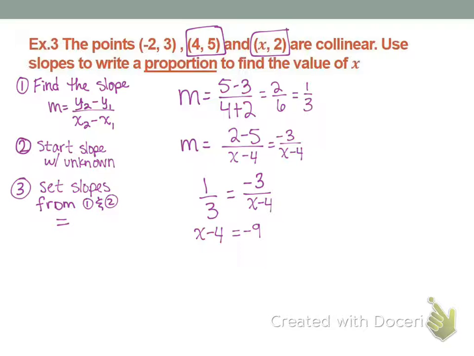So I guess my fourth step here, if you need it, step 4, is to solve the proportion. Last step to solve this would be at 4, we get x equals negative 5. Done. Questions about that one?